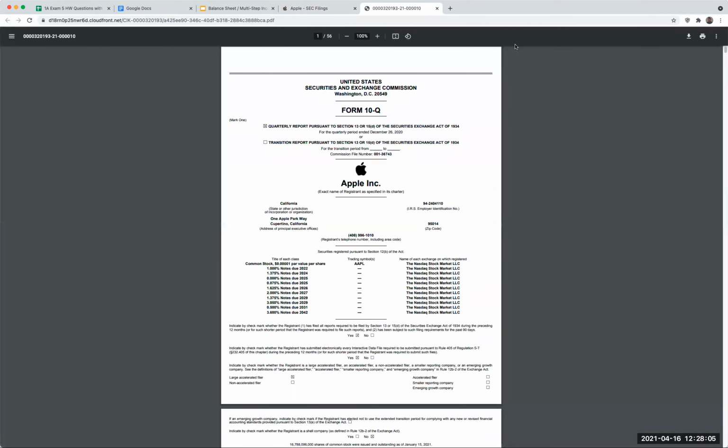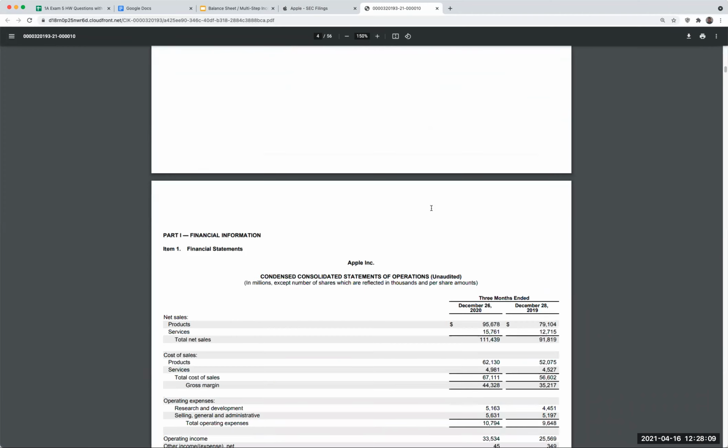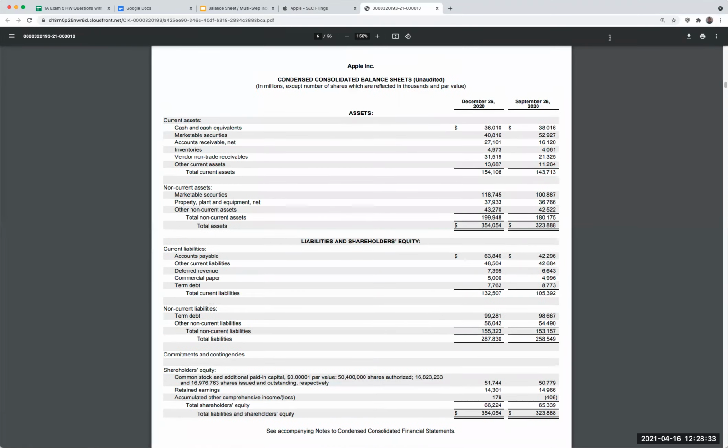So for example, the reason why I like Apple is that Apple will, right here in their classified balance sheet, make the distinction between current versus non-current assets. And this is as of December 26th. They're on a 9/30 year end, but they'll do the same with liabilities. They'll break each one of these out and then show each one separately. I think it's extremely important, and I like the way that Apple discloses this.